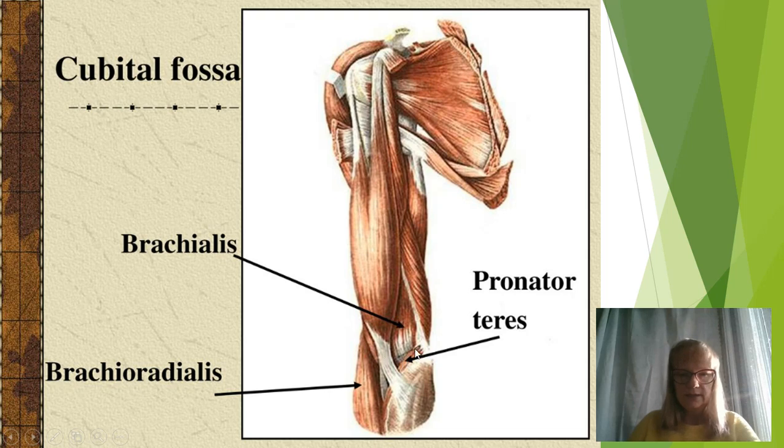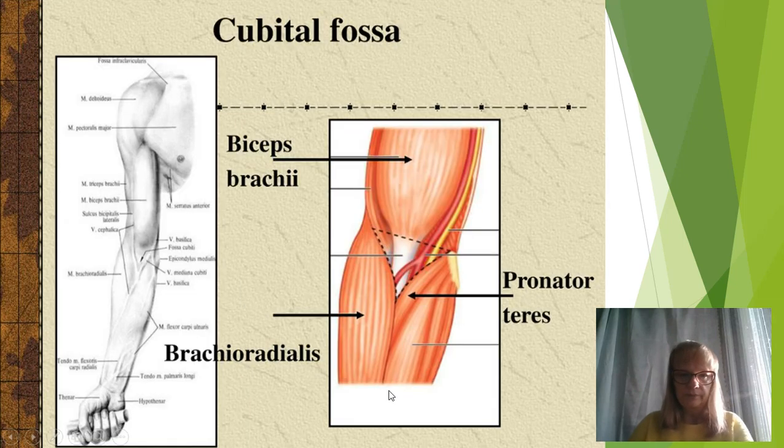This fossa has a floor, and the brachialis muscle forms the floor of the fossa, and it's surrounded by other muscles. Above you see the biceps. On the medial lower border, we have pronator teres, and on the lateral lower border we have the brachioradialis muscle. Brachialis and biceps are from the flexor group of muscles of the arm. Pronator and brachioradialis are from the flexor muscles of the forearm.